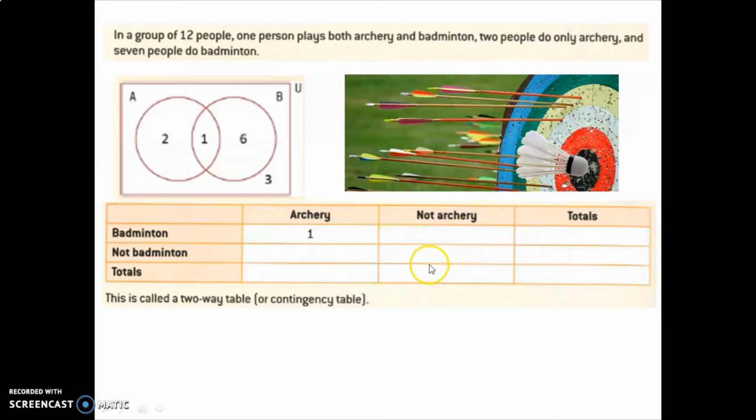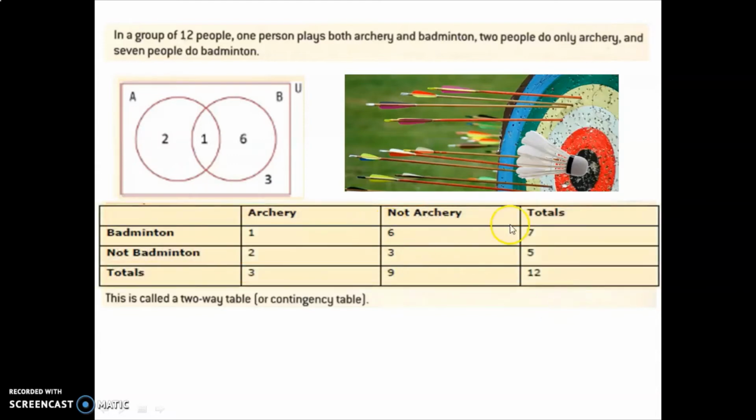So please fill in the rest of this table. What goes here, here, here, here, all these spots. But the ones I'm going to ask you in the question are this one, this one, this one, this one, and this one. So what are those 5 numbers? Okay, let's check. Hopefully you came up with that.